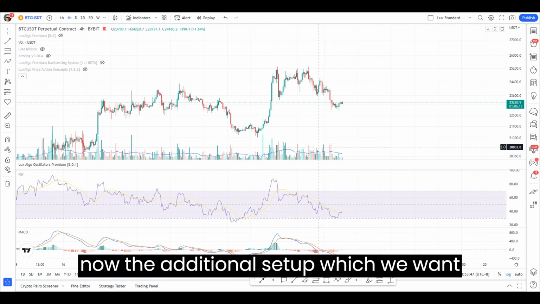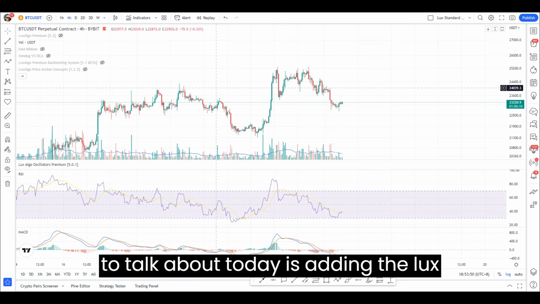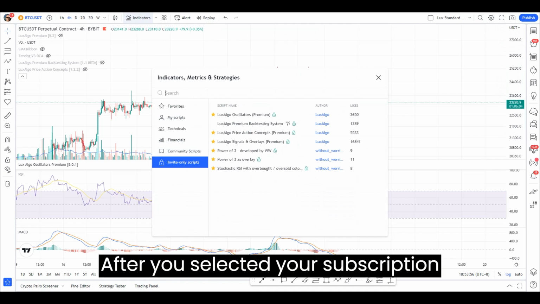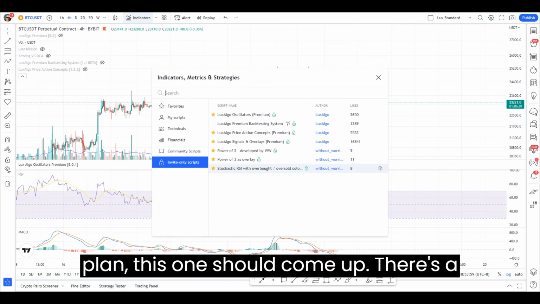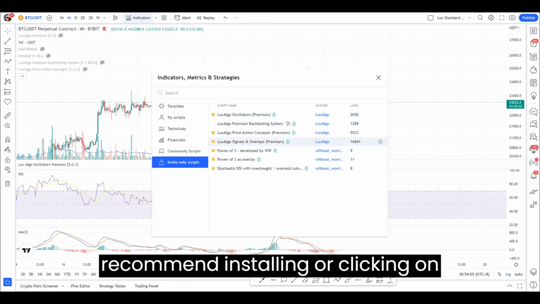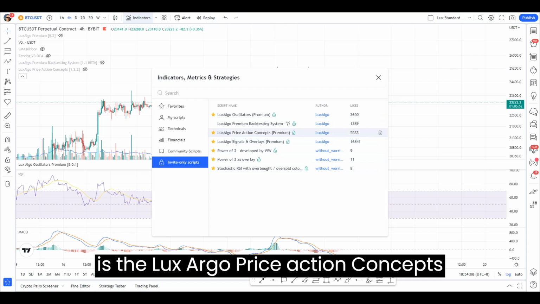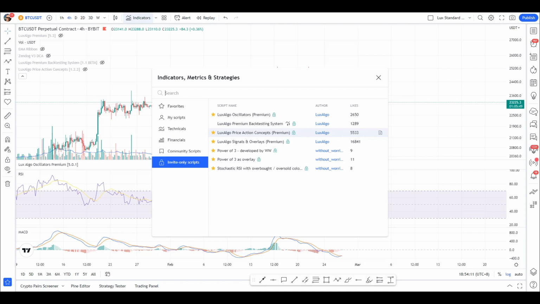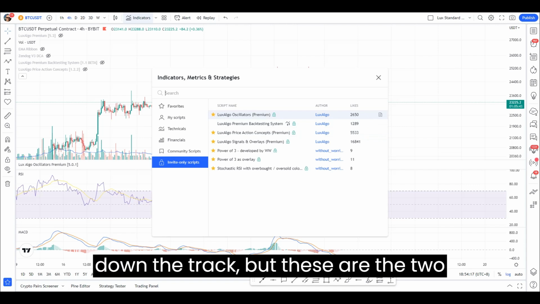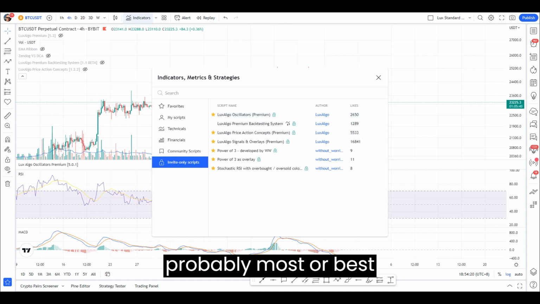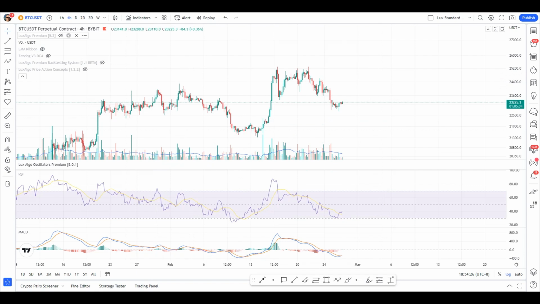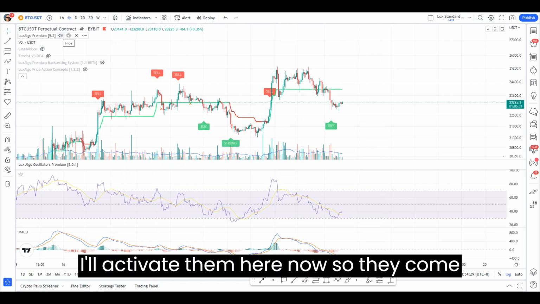Okay, now the additional setup we want to talk about today is adding the Lux Algo. As mentioned, jump onto the indicators, invite-only scripts, after you've selected your subscription plan. This one should come up. There's a heap of signals and indicators from Lux Algo. The ones which I recommend installing are the Lux Algo price action concepts and the oscillator premium. We can talk about other things later down the track, but these are probably the two best indicators. I'll add them to my chart already. You'll find them here. I'll activate them now so they come up.